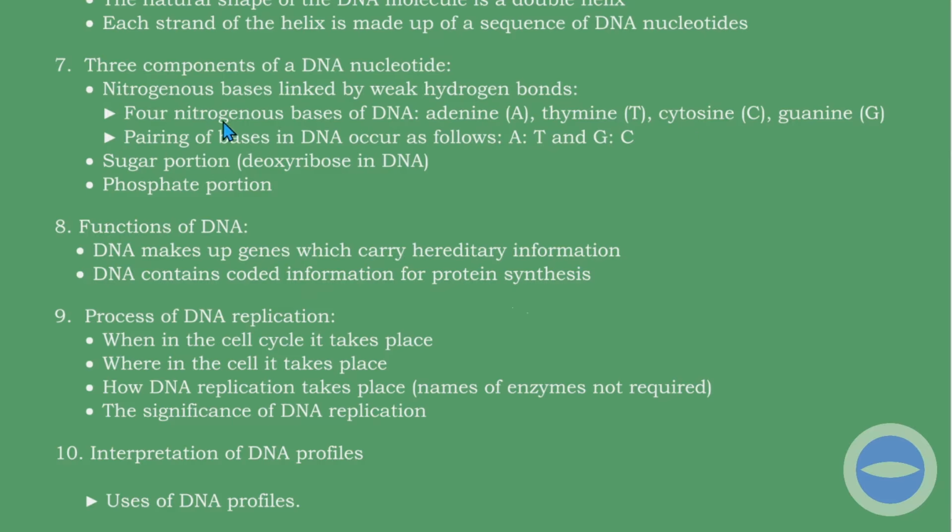Those nitrogenous bases have a sequence of pairing. Pairing of the bases in DNA occurs as follows. A pairs with T. This means adenine pairs with thymine, while cytosine pairs with guanine. This is how they pair. And then the sugar portion of a DNA nucleotide is called deoxyribose.